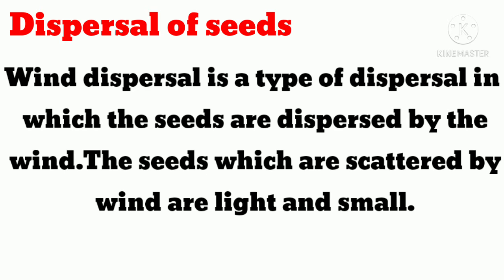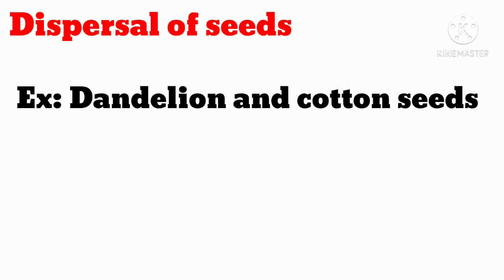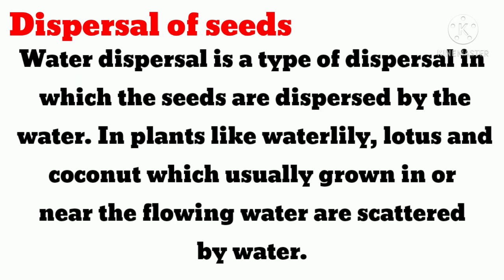Now let us know about wind dispersal. Wind dispersal is a type of dispersal in which the seeds are dispersed by the wind. The seeds which are scattered by the wind are light and small. For example, dandelion and cotton seeds. Now, water dispersal is a type of dispersal in which the seeds are dispersed by water. Plants like water lily, lotus and coconut, which usually grow in or near flowing water, are scattered by the water.